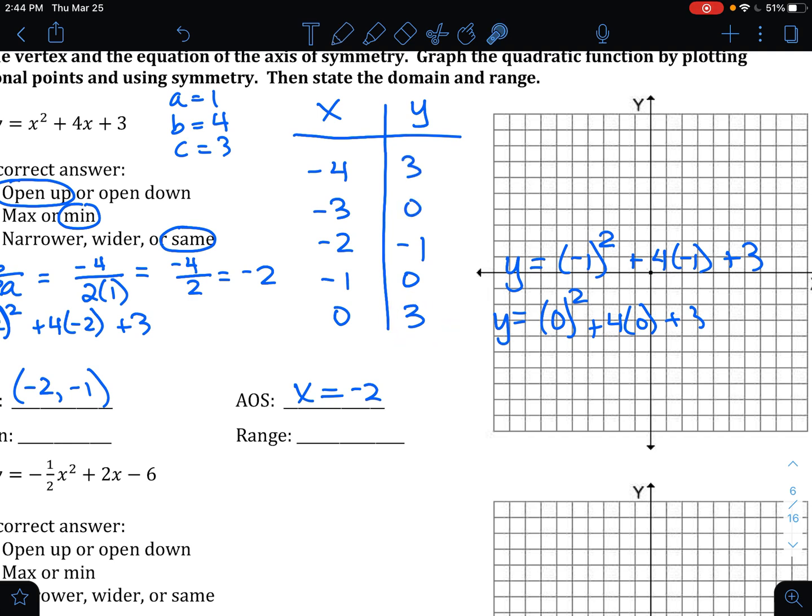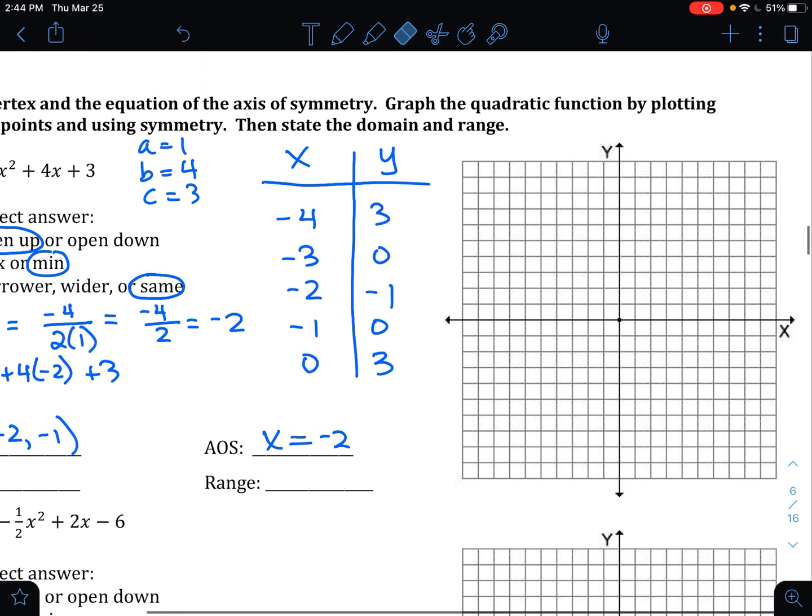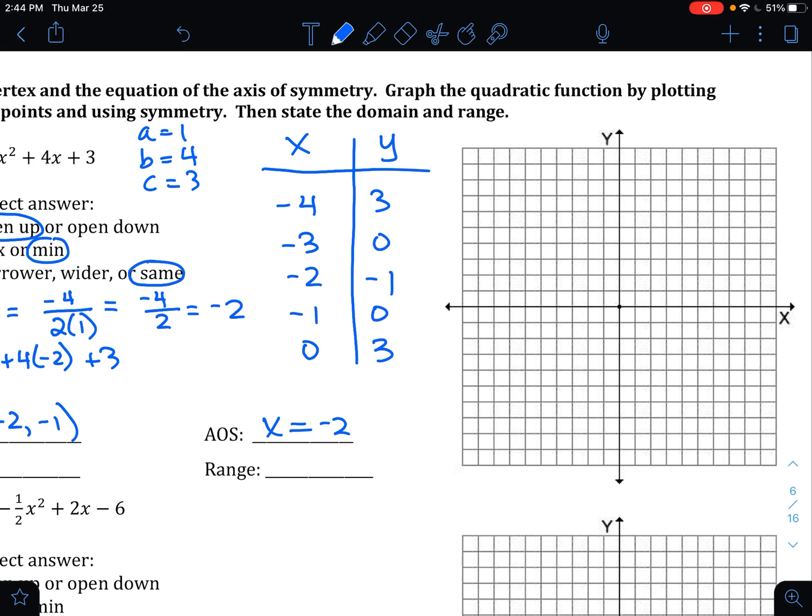Now again, the only drawback is, what if I made an error here? If I made an error here, then something's going to be off. I'm going to erase this so I can graph. Now plot negative 4, 3, right here. Negative 3, 0. Negative 2, negative 1. Negative 1, 0. And there's my symmetrical U. Remember, you're going to make a nice smooth curve through your dots.